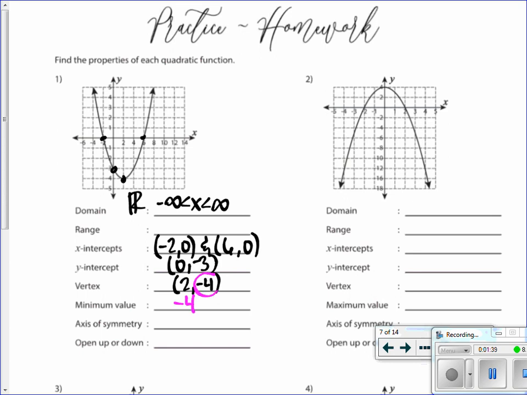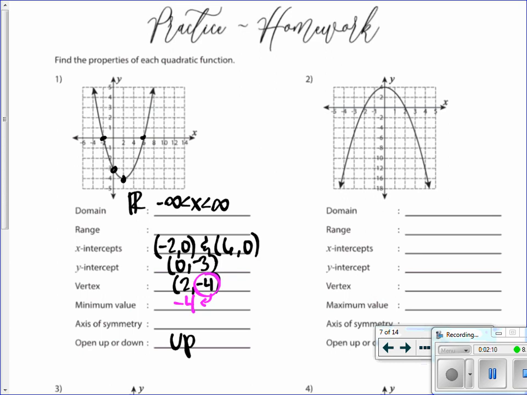Did anyone notice this? They match. 100% of the time, they match. The y value from your vertex, and then the minimum value or maximum value, depending on which way your graph goes, will always match. Okay? What's something else you can figure out? Up or down? That should be easy. Is it opening up or down? Up. Which means you have a positive graph.